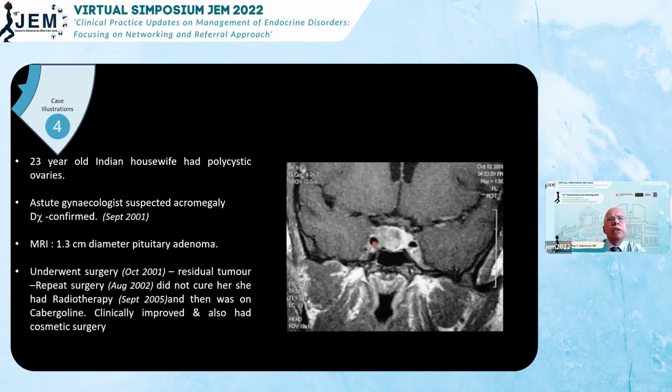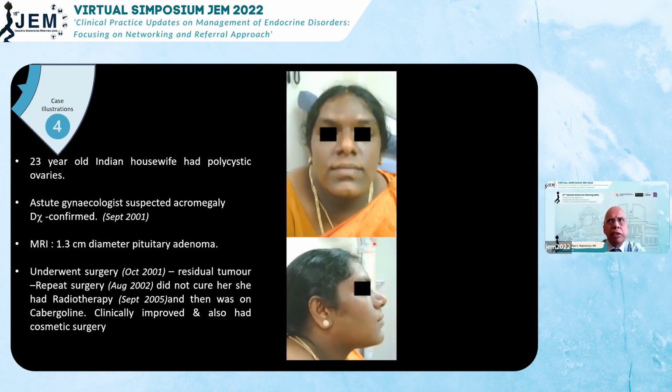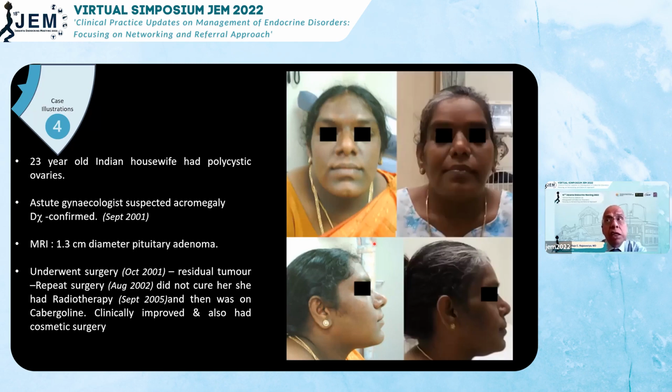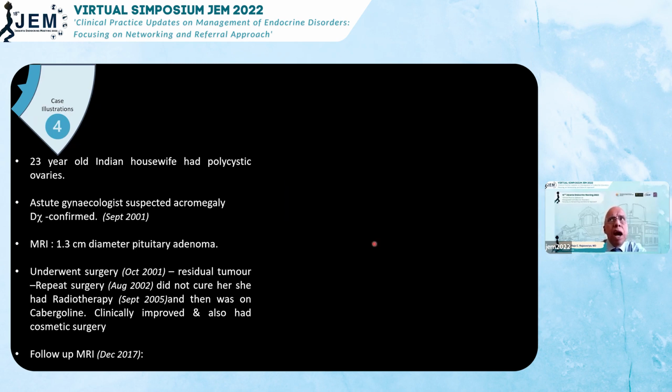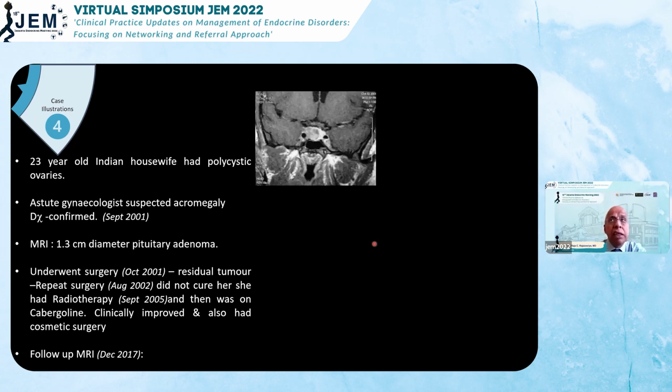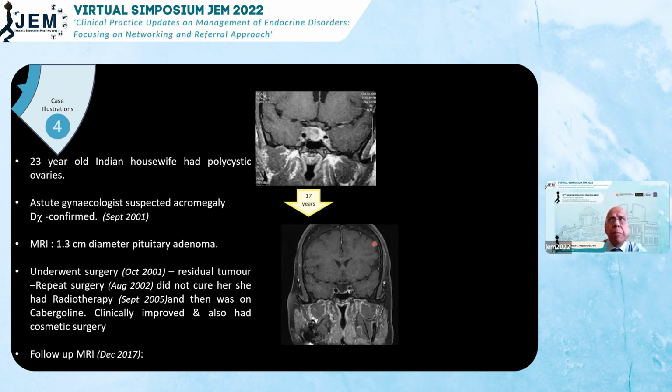And over here, she underwent surgery, failed, repeat surgery, did not cure her. So we gave her radiotherapy and then cabergoline. She improved, had cosmetic surgery. And she improved a lot clinically, as you can see from the appearances. And this is a follow-up MRI. That was an initial MRI. 17 years later, that's an MRI.